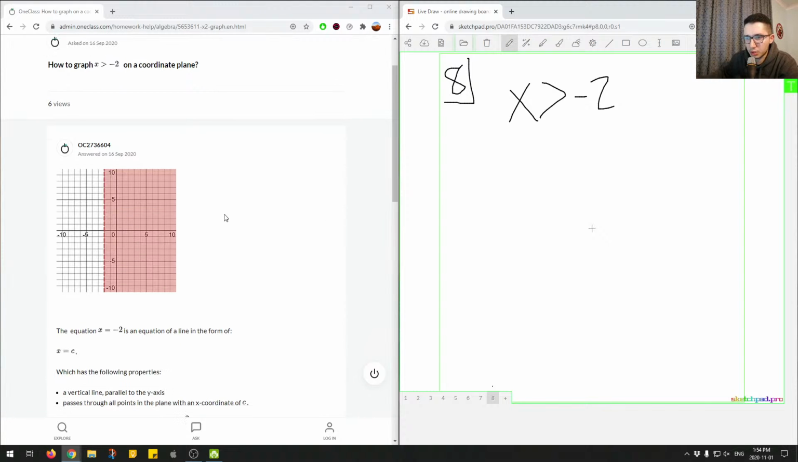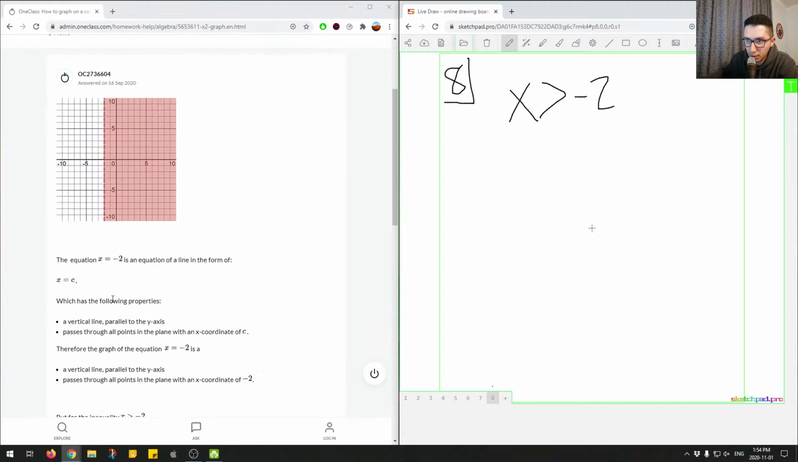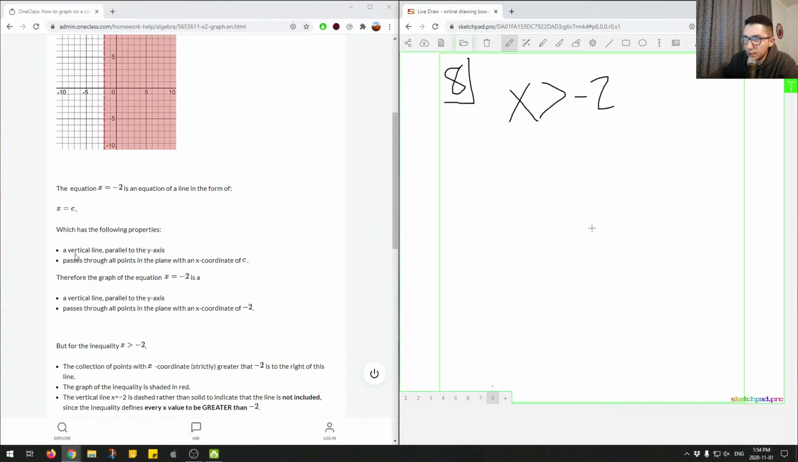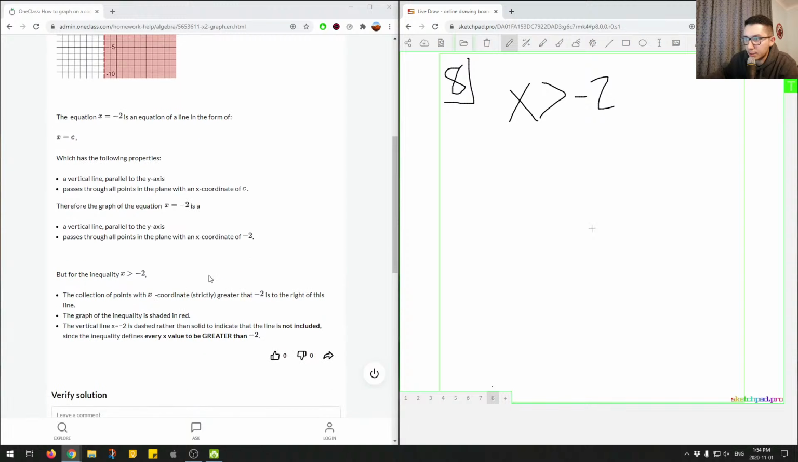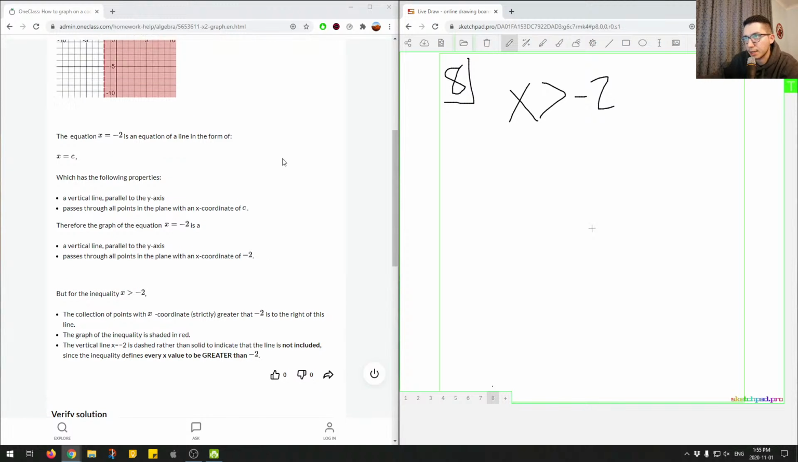So right away, just looking at the junior tutor's answer, we can see that -2 on this plot is over here. And then they draw a dotted line because we only have greater than -2. It's not equal to. If it was equal to, we draw a solid line. And then they highlight the red area over here is what is greater than -2. And then they go on to explain a vertical line parallel to the y-axis, and they describe how they go about getting this. So a vertical line is dashed rather than solid to indicate that the line is not included, since the inequality defines every x value greater than -2.